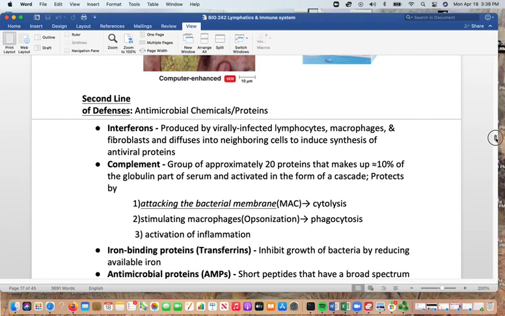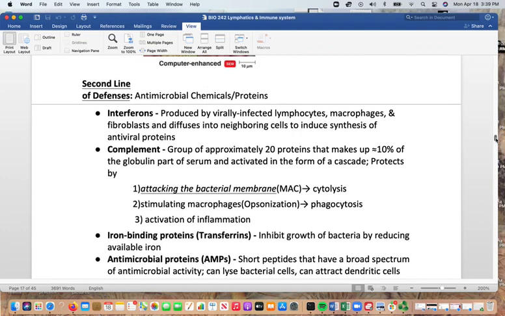So with the second line of defense, we have our antimicrobial chemicals and proteins. So this would include the interferons. These are produced by your virally infected lymphocytes, macrophages, and fibroblasts. They'll diffuse into neighboring cells to help induce the synthesis of antiviral proteins. Complement is a group of about 20 proteins. They make up about 10% of the globulin part of the serum.